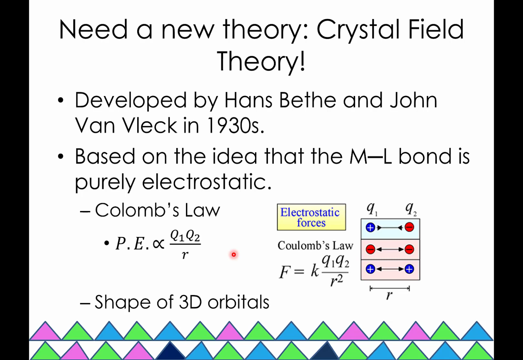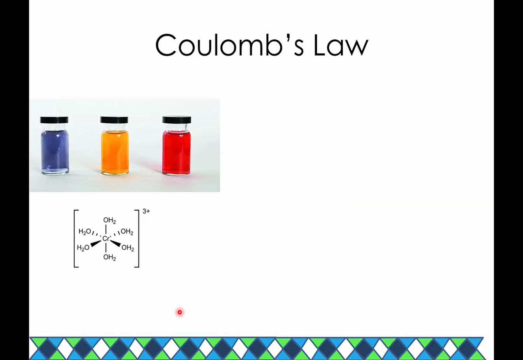So for us to talk about crystal field theory, we really have to have an understanding of the shape of these 3D orbitals. So let's just go ahead and talk about an example, and then we can get into the shape of these 3D orbitals. Okay, so this complex on the left is hexaaqua chromium 3 plus. And so if we think about chromium, this is going to be an octahedral complex. So I'm going to draw it this way.